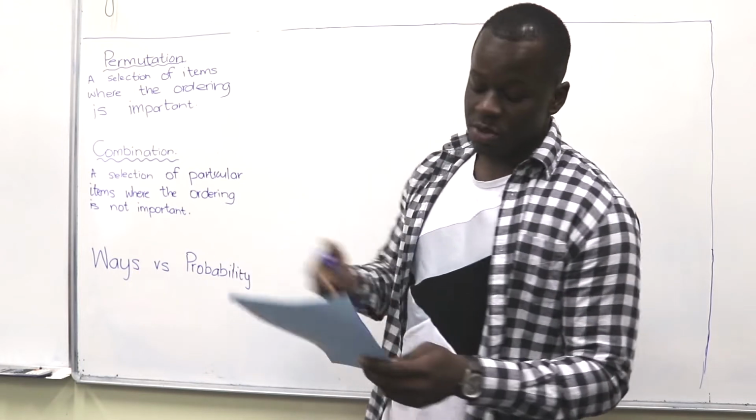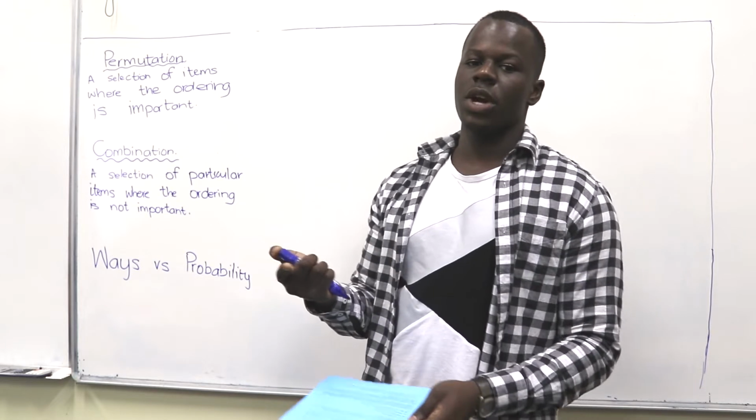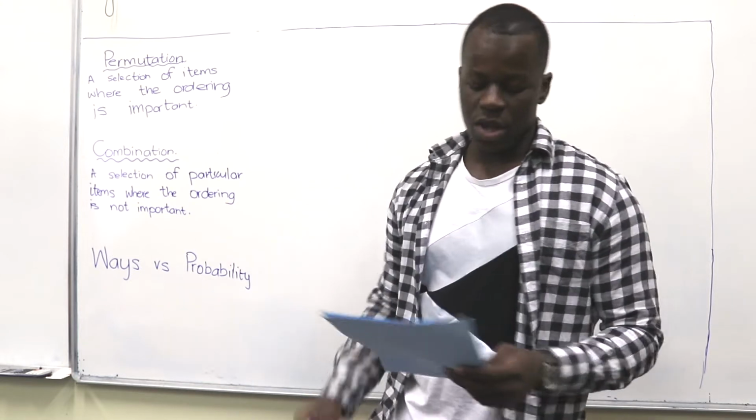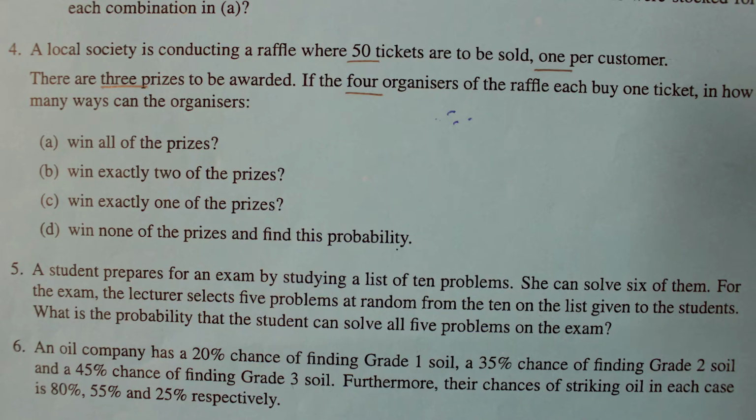So we're going to be going through questions 4 and 5 of a classwork that we actually did for one of our tutorials. The first question reads: a local society is conducting a raffle where 50 tickets are to be sold, one per customer. There are 3 prizes to be awarded. If the 4 organizers of the raffle each buy 1 ticket, in how many ways can the organizers win all of the prizes?